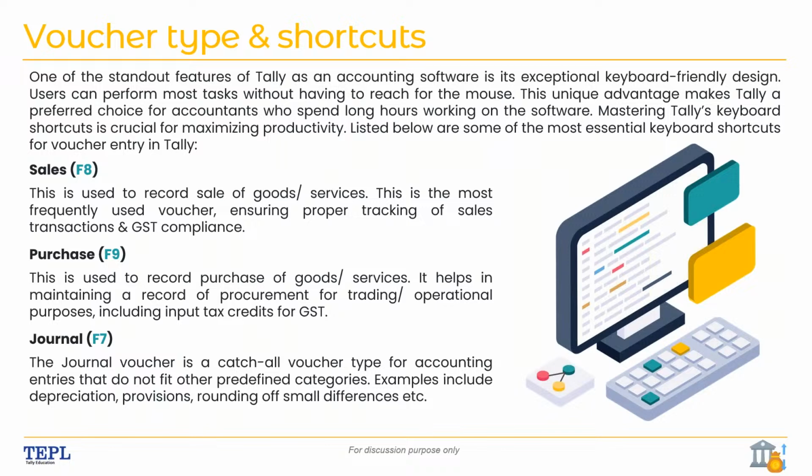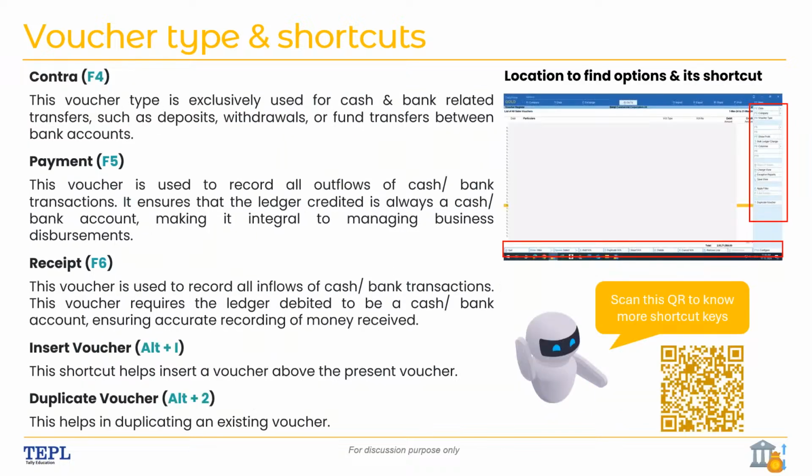Now, journal voucher is more or less, I would call, a catch-all voucher, wherein if no other transaction voucher can be used, then you use journal. What are some of the examples we can look at? We pass depreciation entries through journals, provision entries through journals, rounding of small differences through journals.